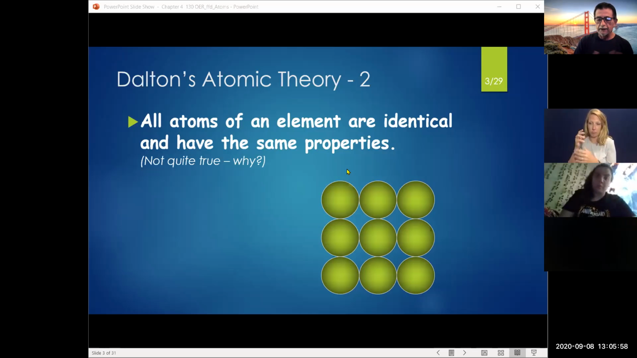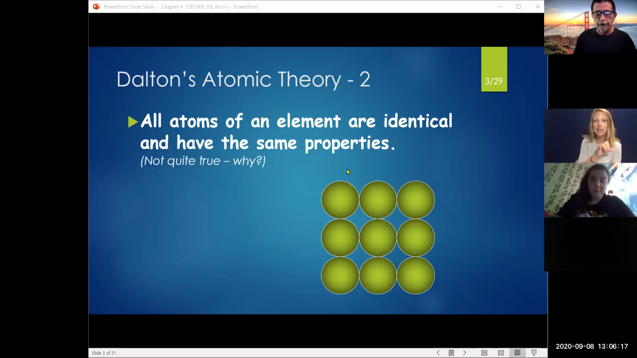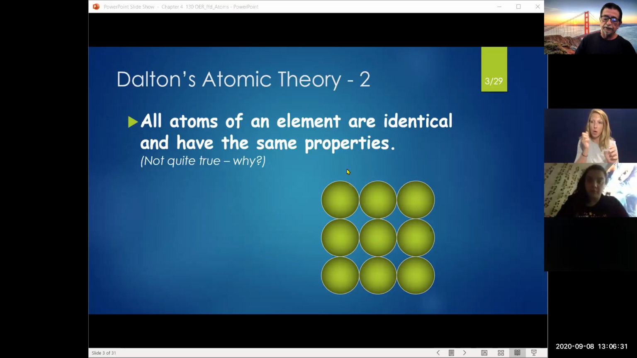Along the lines, he says that all atoms of an element are identical and have the same properties. Well, we come to realize that's also not true. A perfect example is a diamond. A diamond is made up of nothing but carbon, and so is graphite, which is a dry lubricant. But depending on how the carbon atoms are placed with respect to each other, in one configuration you make the hardest thing there is on Earth, and in a different configuration you make something that's a dry lubricant and very slippery. But they're all made of carbon, so they don't all have the same properties.